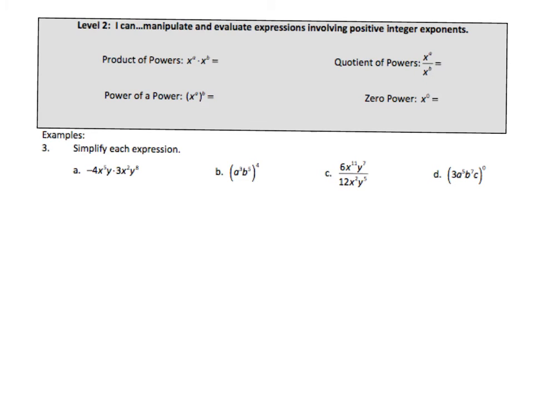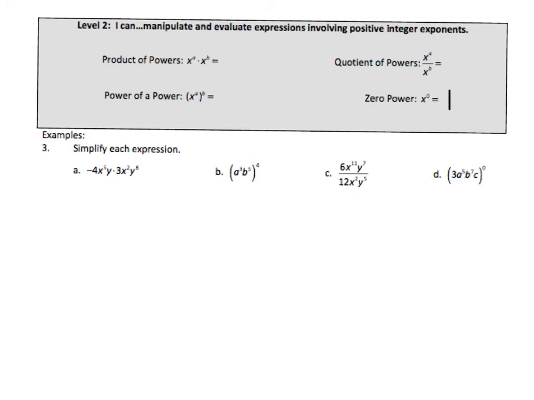Okay, level 2 is manipulating and evaluating expressions involving positive integer exponents. So a couple things. We've got product of powers, quotient of powers, power of a power, and 0 power. Okay, the easiest one to remember is 0 power. Anything to the 0 power is going to be 1. It doesn't matter what it is, it doesn't matter what the base is, it's always going to be 1.